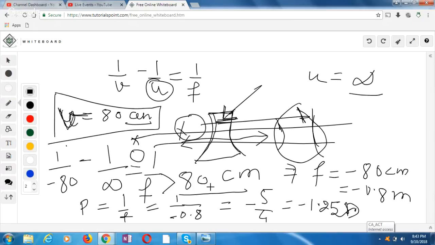It means that the concave lens image formation has to be at 80 centimeters. That is why I am keeping v value as 80. As soon as I find v value at 80, I'll find out the value of f, which comes out to be minus 80 centimeters, and then I'll convert it into power. So that is how you have to solve this question.